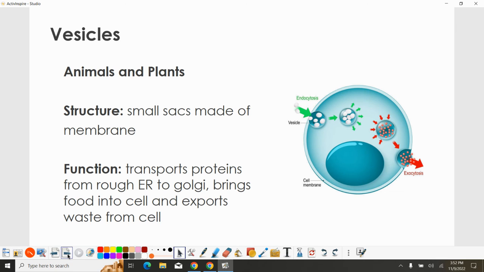So again, at the factory floor, if you're making toilet paper, you just don't move individual rolls of toilet paper around. It's all packaged. It's boxed up to be moved around. The vesicles are the boxes, the packages that things are put into to be moved around the cell.